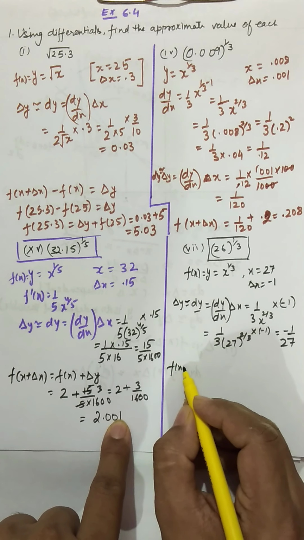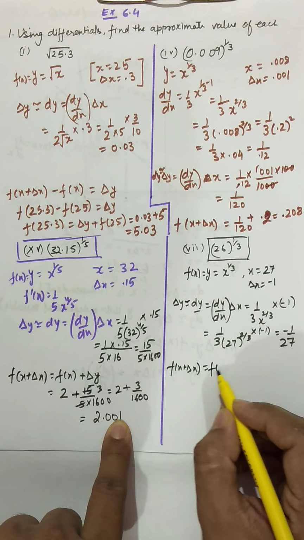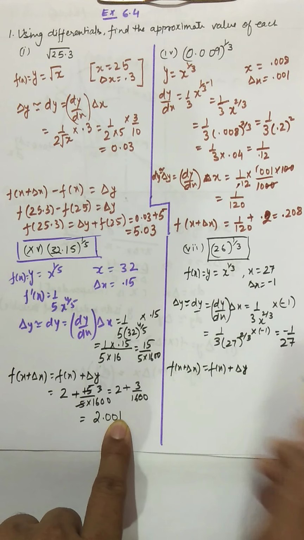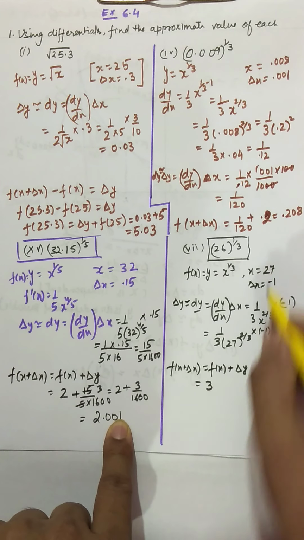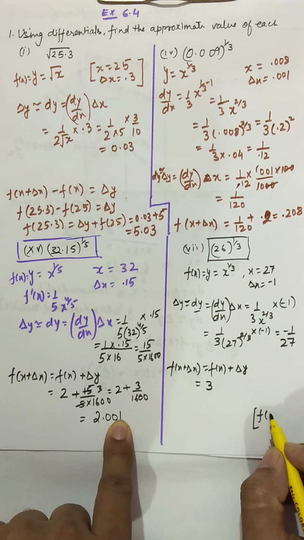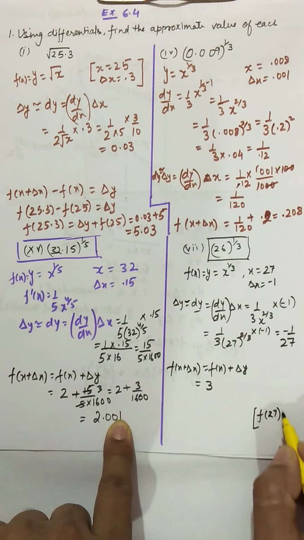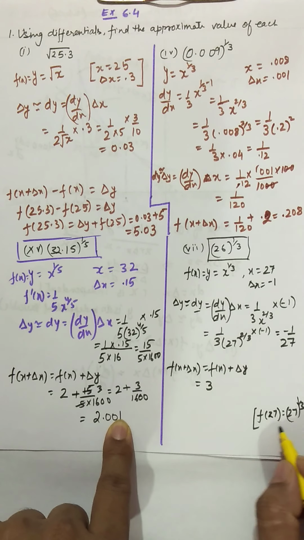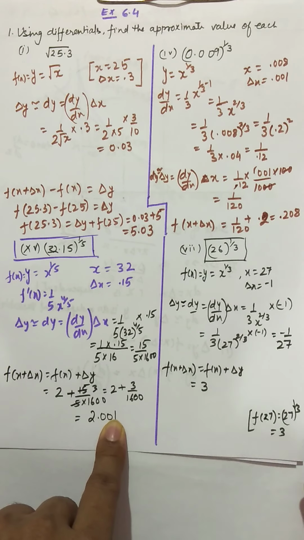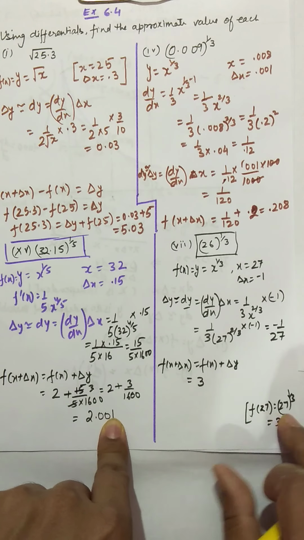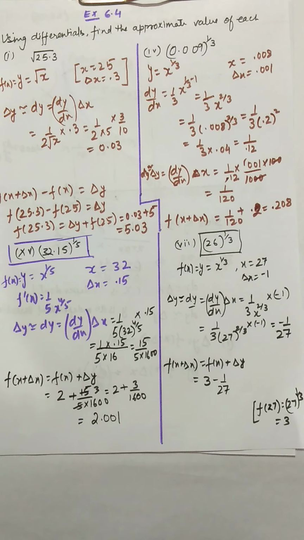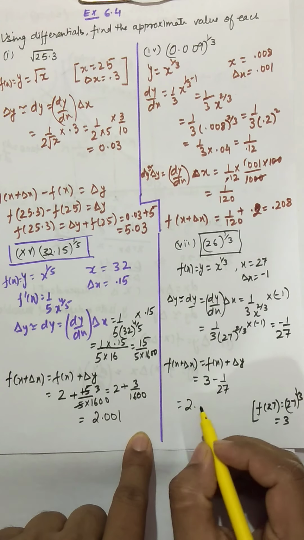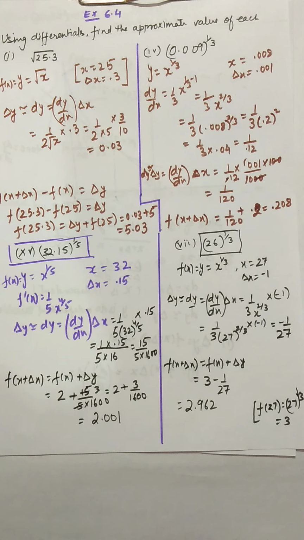And f(x plus delta x) is f(x) plus delta y. So put the value of f(x), we can calculate here f(27) is going to be 27 to the power 1 by 3, so this is going to be 3. This way we can calculate f(x), and now delta y you have already calculated, this is minus 1 upon 27. So we divide and we'll find the approximate value. So this is 2.962, the approximate value is about to come.